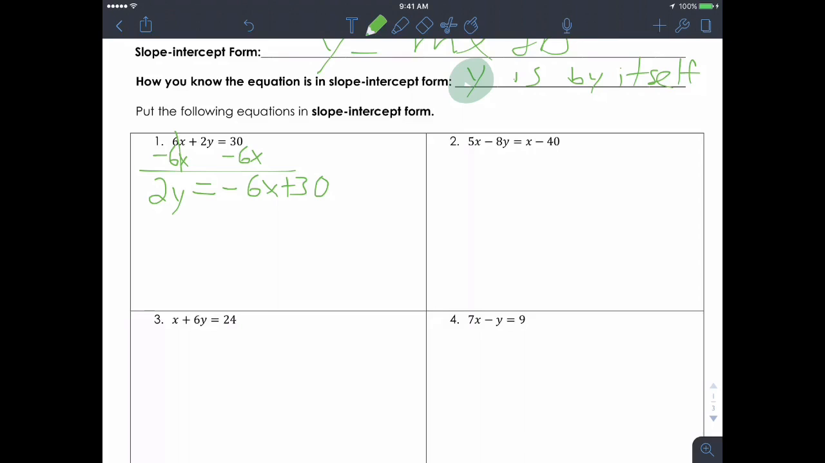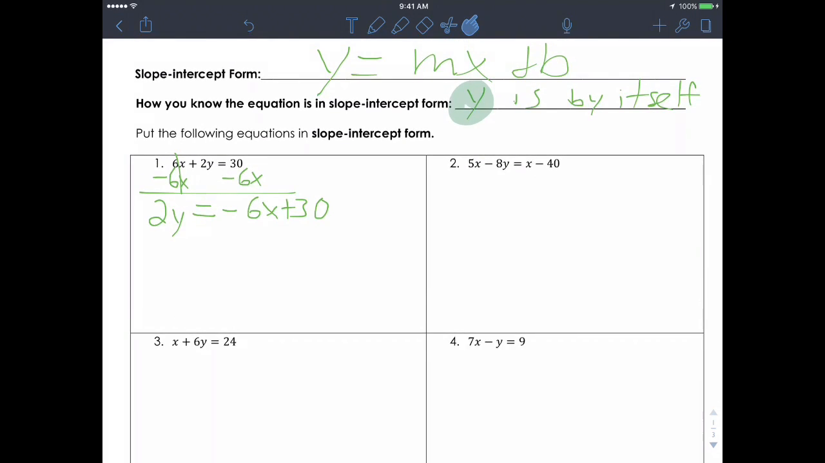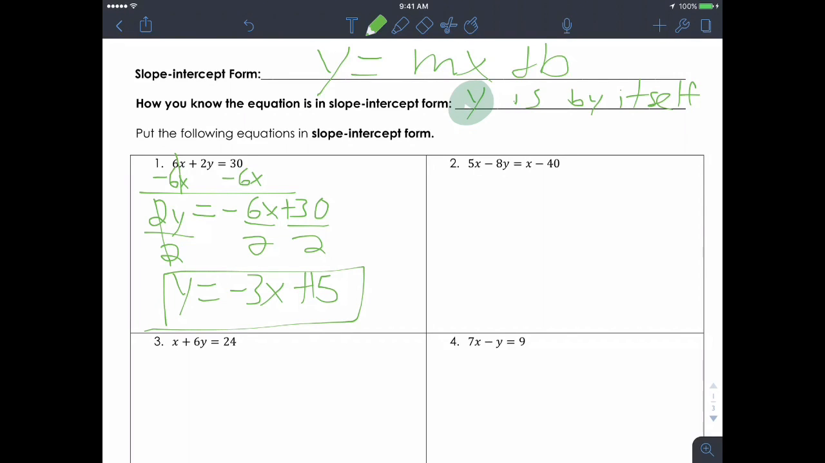The reason I put the 6x first is because I know that y equals mx plus b. The x has to go before the b, so that's this part right here. Finally, I'm going to divide everything by 2. The 2's cancel. I'm going to have y equals negative 6 divided by 2, which is negative 3. Bring down the x. And then 30 divided by 2 is 15. So this is in slope-intercept form, again, because y is by itself. We'll do another one together.